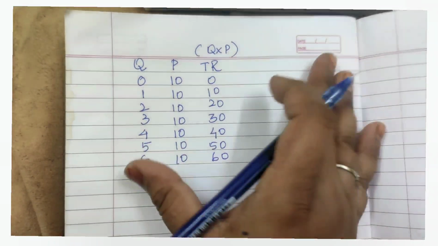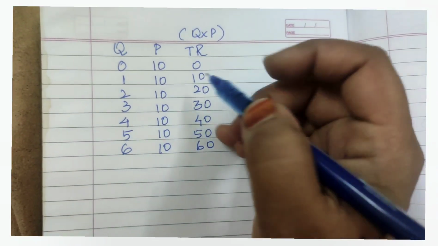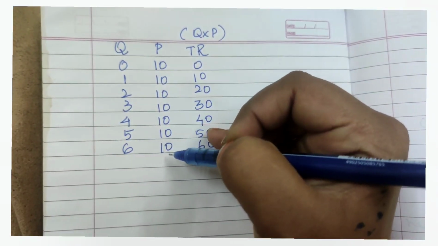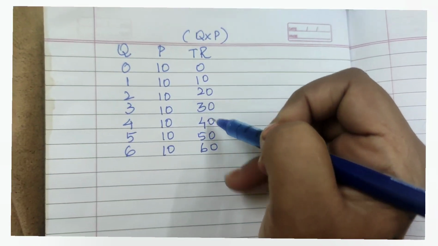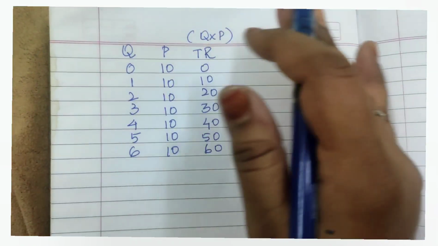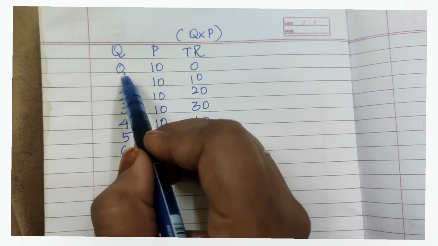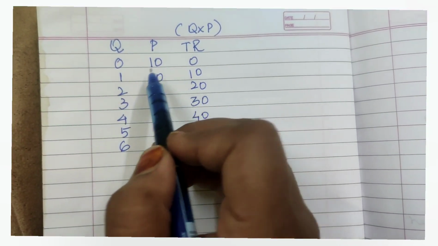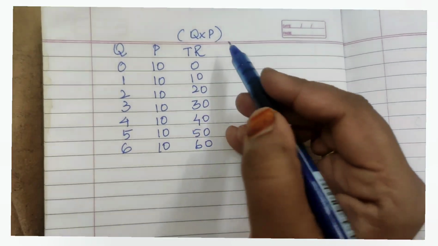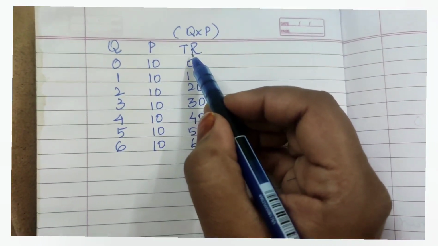Many students make the mistake of not taking the price as constant; they take the total revenue as 10 rupees. Please don't make that mistake. Price is constant and quantity is also given. So based on the quantity you need to multiply, and by that only we will get the total revenue.